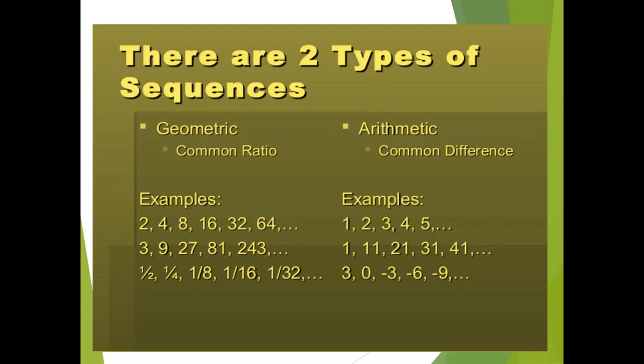We note that in the example 1, 2, 3, 4, 5, etc., the first term is 1, the second term is 2, the third term is 3 and the fourth term is 4, etc. In general, the nth term is n. So the common difference is 1. So this sequence has an arithmetic common difference.